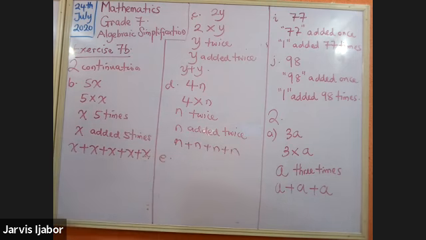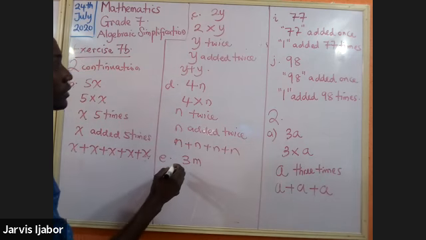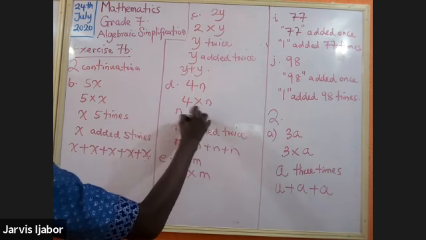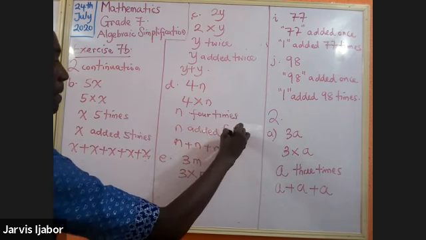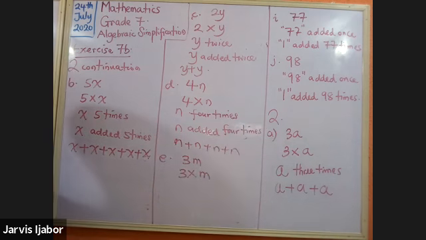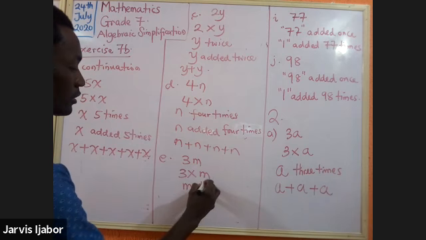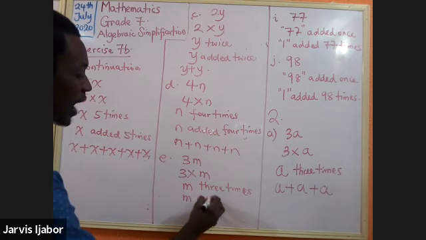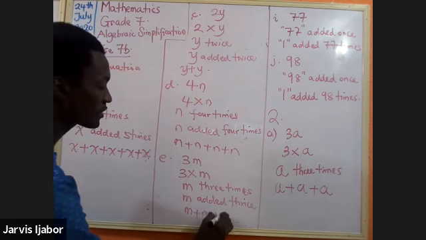Let's go to E. For E, we have 3m. What would that be? 3 times m, or m added 3 times. Or this could be m plus m plus m.